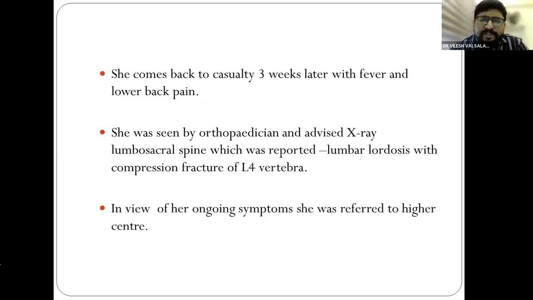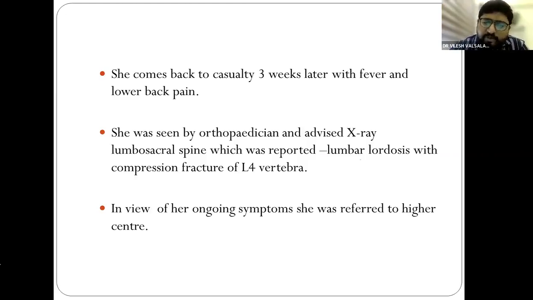Now she comes back to casualty 3 weeks later. After 3 weeks when she presented, she also had an additional element of fever along with the lower back pain. In between, when she complained of this back pain, we had asked her to see an orthopedic in the local hospital itself, and they had advised an X-ray of the lumbosacral spine. When they took that X-ray, it was reported that it has lumbar lordosis. Lumbar lordosis means the natural curve of the spine is absent, and this is because of the muscle spasm and tension around the spine in the lumbar region. And there was a supposedly doubtful compression fracture at the L4 vertebra.